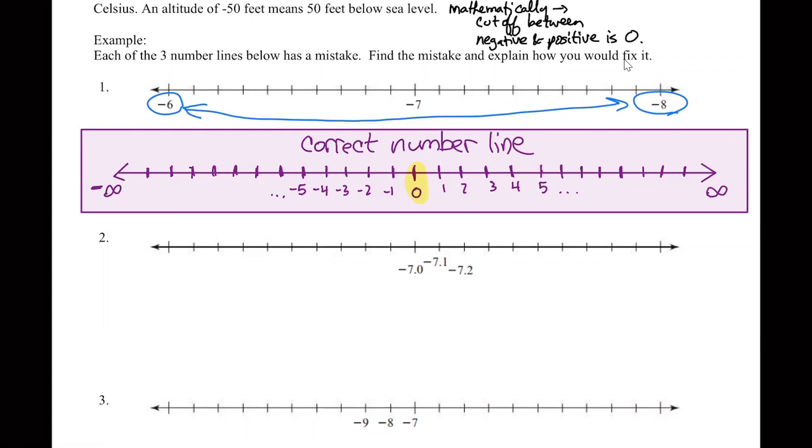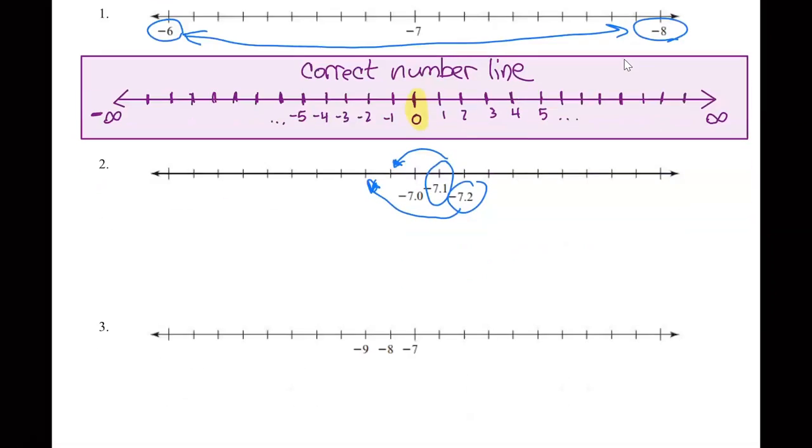In the case of number 2, same deal. The values are out of order. If they're going to increase in size, right? Forget about the sign. The 7.1, 7.2, it should be going the other way, right? So the 7.1 should be here, assuming that we're keeping the 7.0 where it is, and the negative 7.2 should be over here, right?